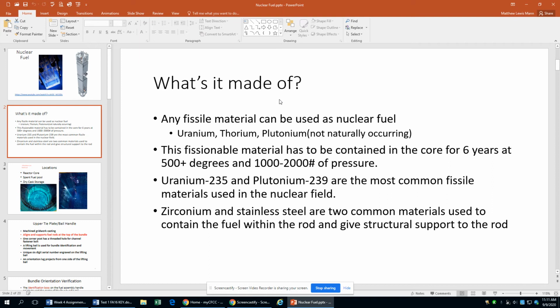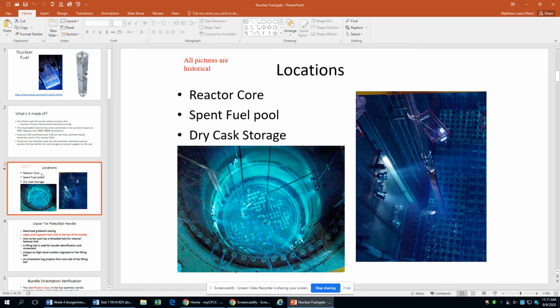Uranium and plutonium are the most common fissile materials, which when you see fissile, think about missile. These are both really good for making missiles. And zirconium and stainless steel are 2 materials that we use to actually contain that fuel and make sure that it does not leak into the water in the core.